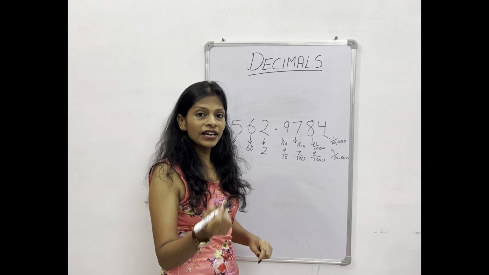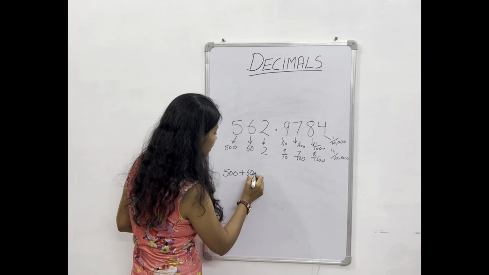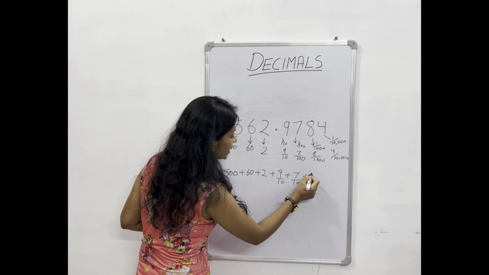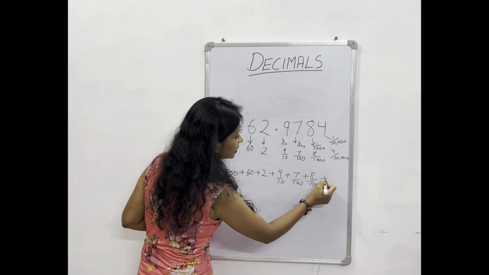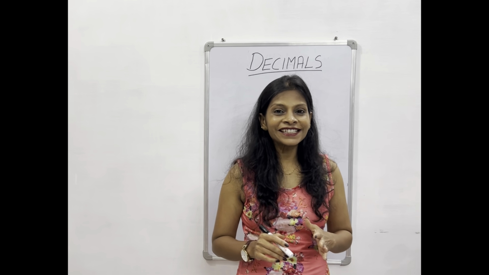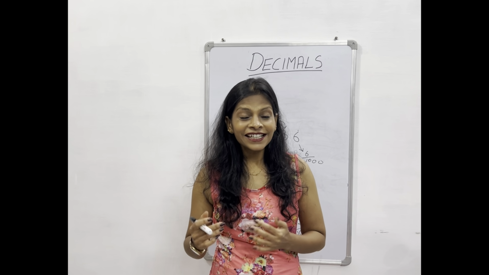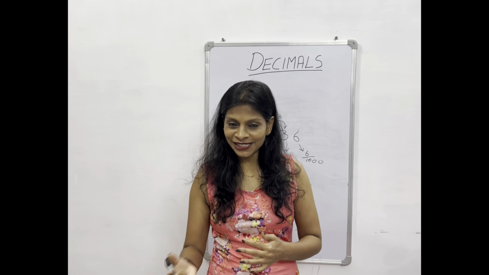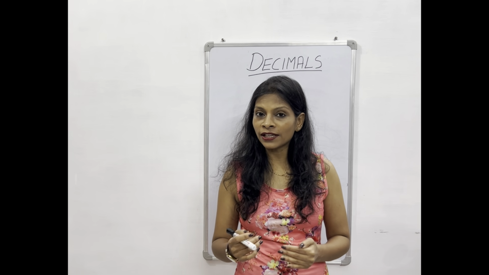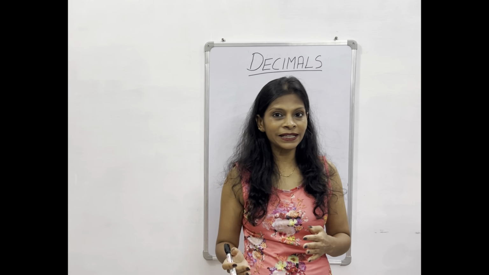If I have to write this number in expanded form, I will write it as 500 plus 60 plus 2 plus 9/10 plus 7/100 plus 8/1000 plus 4/10,000. The first place after the decimal is tenths, the second place is hundredths, the third place is thousandths, the next place is 1/10,000, and so on. After the decimal, moving towards the right decreases the place value by 10 times, and if I move from right towards the left, it increases by 10 times.